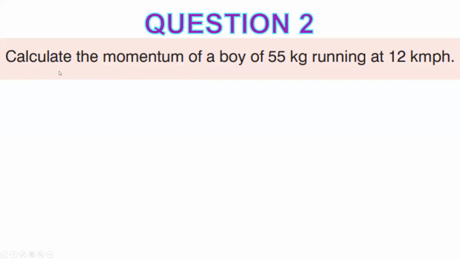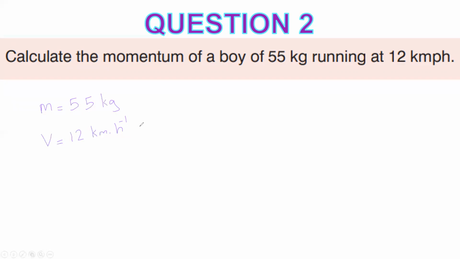So question 2. Calculate the momentum of a boy of 55 kg running at 12 kilometers per hour. As you see, the unit is different. You must convert to meters per second. Let's write what we know. We know the mass of the boy. The boy has 55 kg. We don't need to convert it. And then velocity equals 12 kilometers per hour.